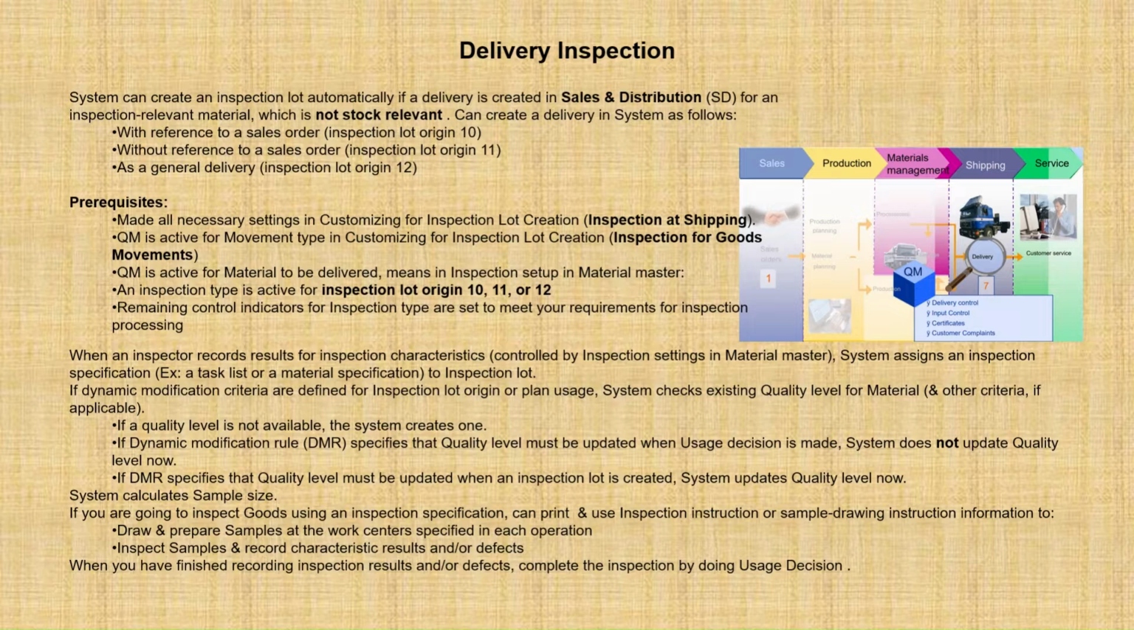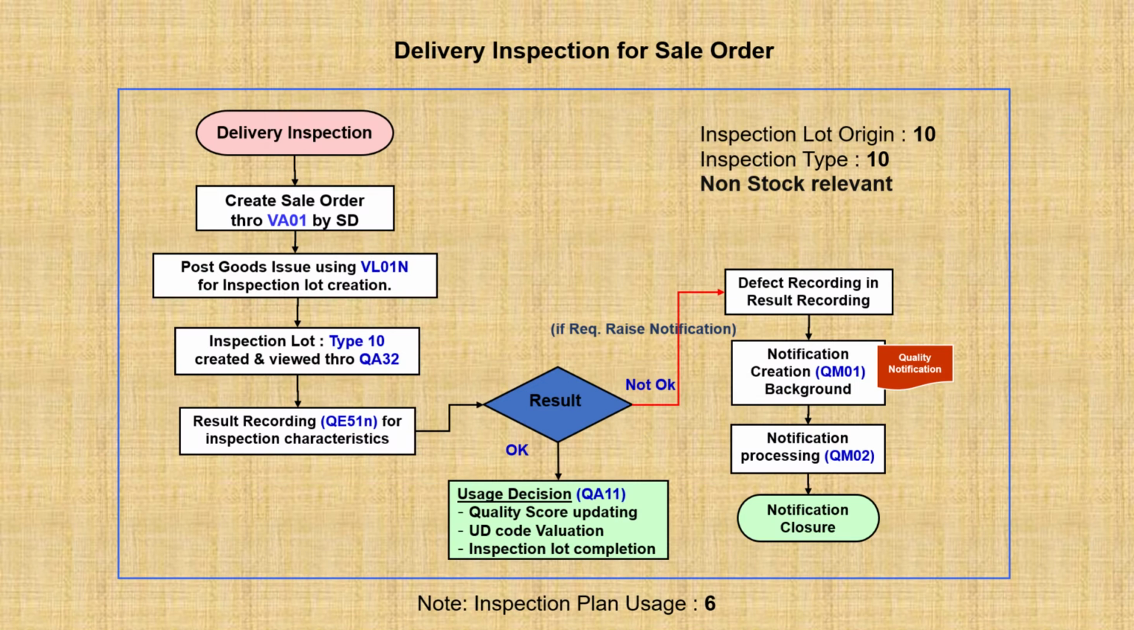Integration between quality management and sales and distribution, they call it SD. When we are doing the inspection, the material is a finished material, because after producing the material, at the time of delivery to the customer, I want to trigger an inspection. It is non-stock relevant. We just check the material, like how in 03 we do the inspection.